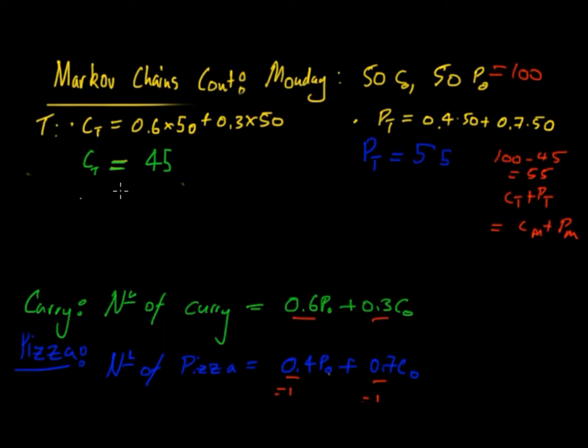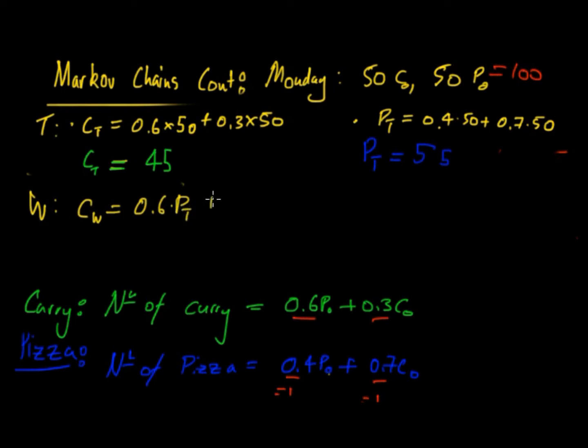Yeah, so we've calculated Tuesday, so now let's look at Wednesday. So Wednesday we have C Wednesday is equal to 0.6, so we're looking at curry at the moment, times PT plus 0.3 times CT. So before here though, the P is sort of initial, C initial. But why don't we use those initial values? Well, we don't use initial values because Markov Chains is about the previous. It's about working out what the probability, the number is, given the previous outcome.